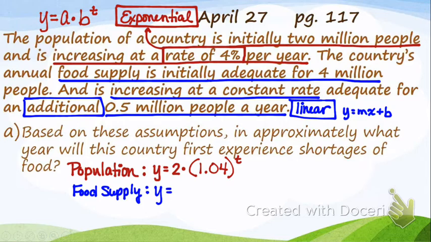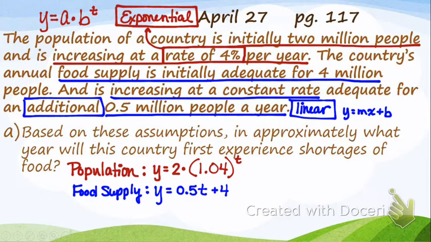The rate that it's changing by, in this case, it's increasing, right? 0.5 extra people. So that additional means that I know it's a positive. Their food supply isn't going down because they can feed more people each year. This one would just be 0.5 times the time t, plus the 4 million people. All right.